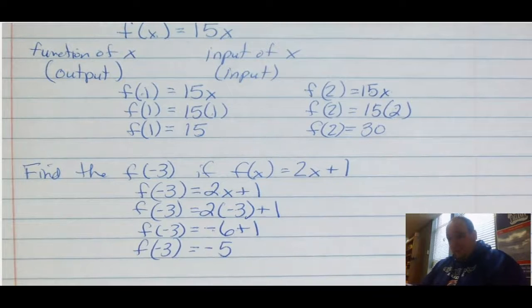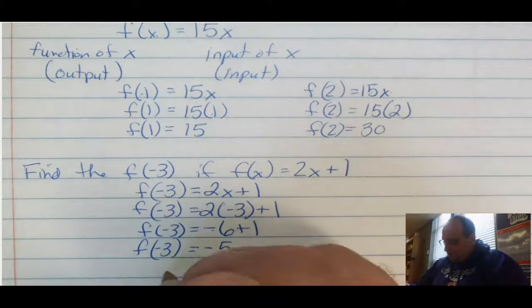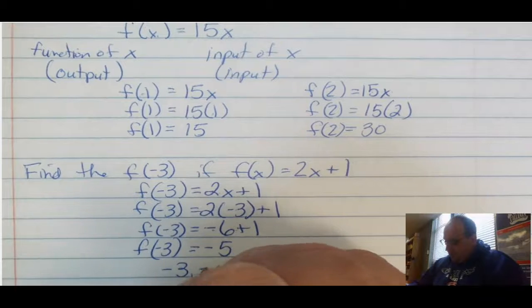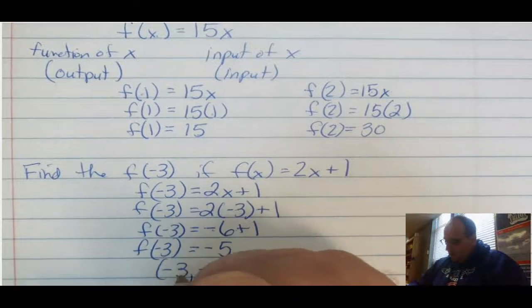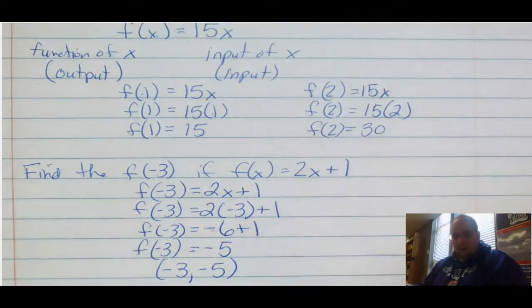So if I think about that, if I wanted to write that as a domain and a range, I would write -3, -5. Okay, -3 is my domain, -5 is my range.